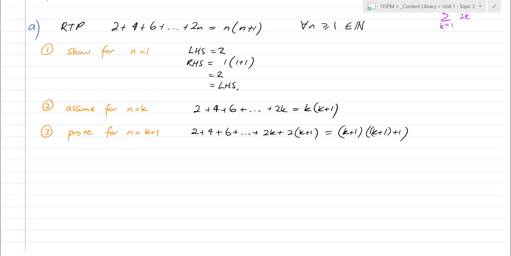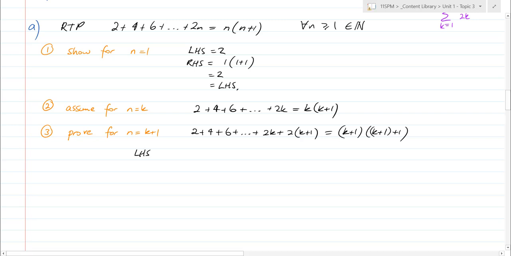But 2, it's got this mystical ... And that's our problem. The ... is the thing we don't know. We have to try and get rid of the ... And that's going to be my goal. And you'll always be able to get rid of it. And I'll show you how now. So I'm going to start with the left-hand side.